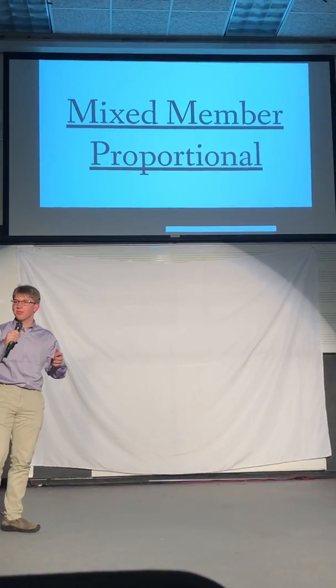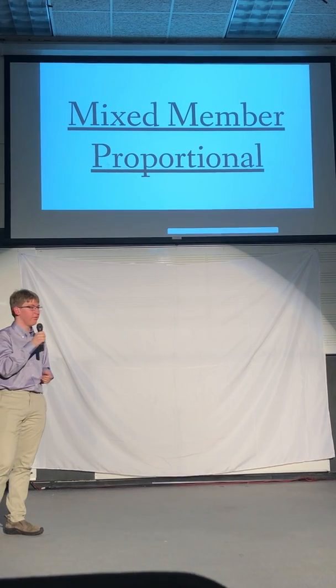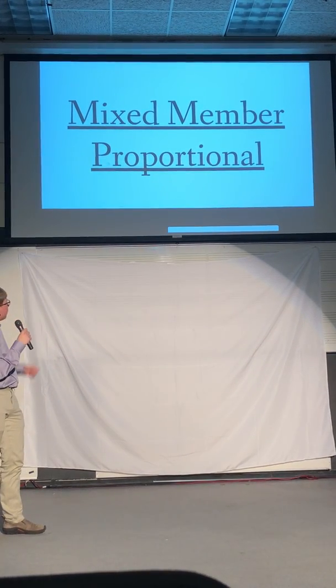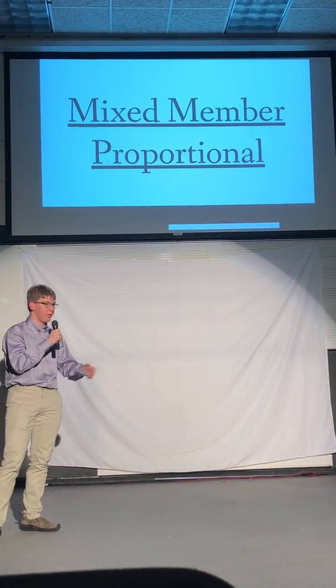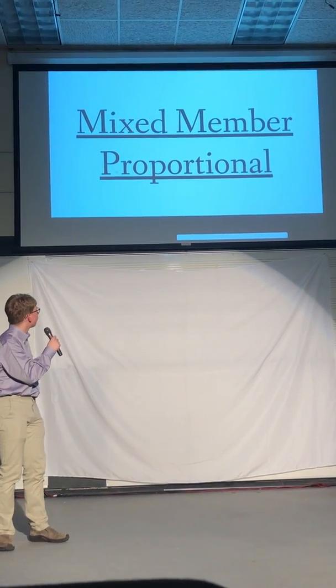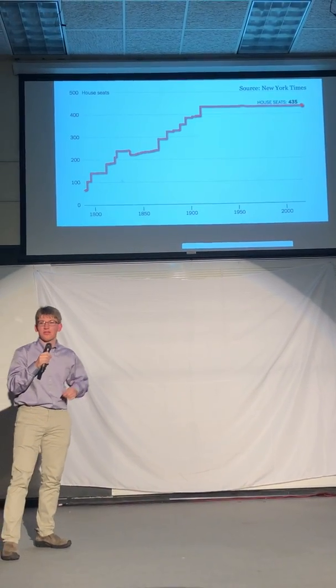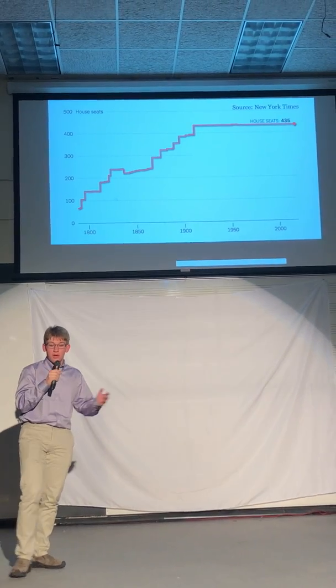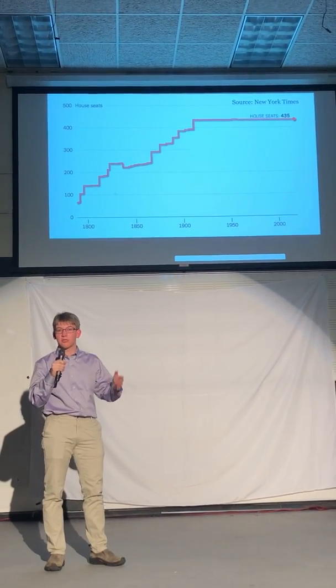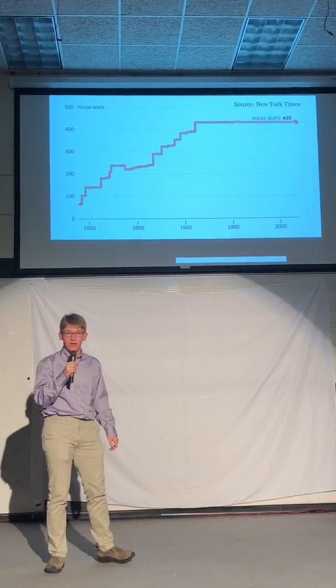solution. It's increasing the number of seats in the House of Representatives and using a method called mixed member proportional, or MMP, to fill those seats. Here's my proposal. First, we increase the number of seats in the House. The founders intended the seat count to grow concurrently with the increasing US population.